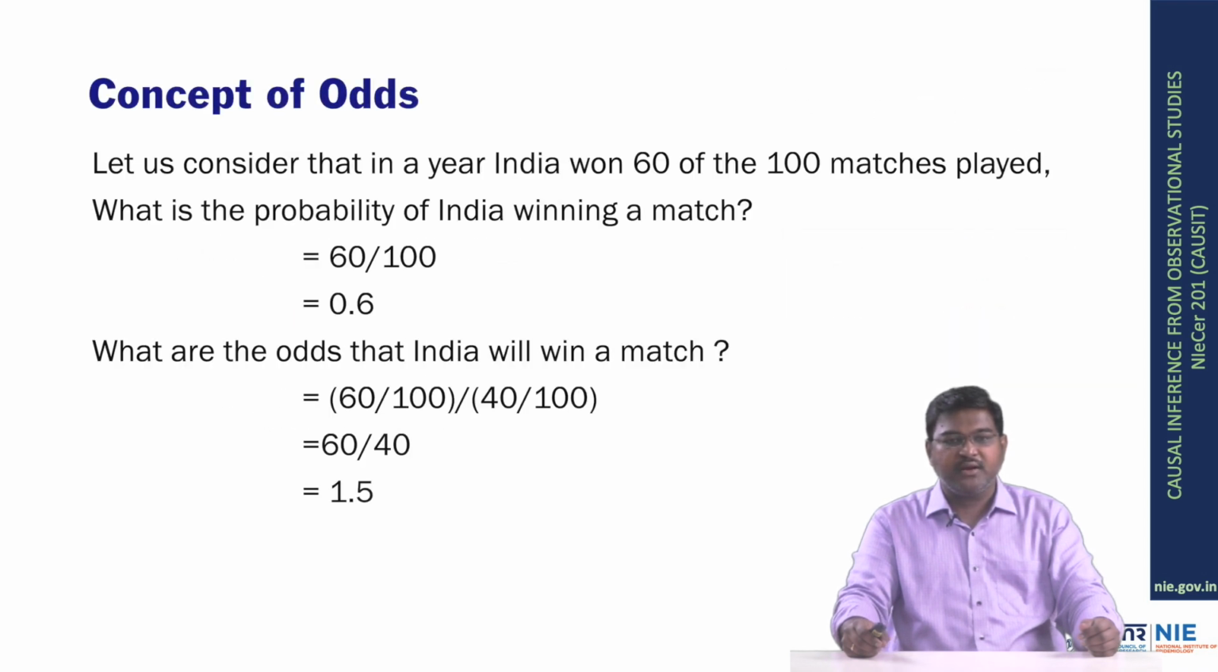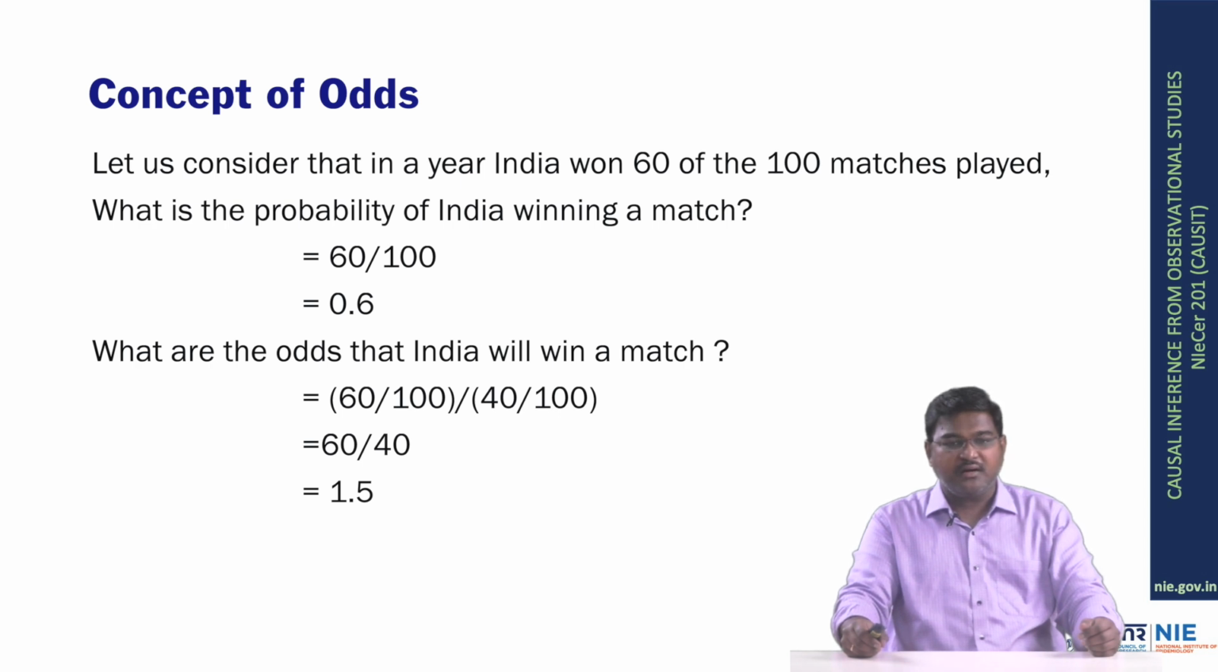Just to explain in numbers, let us consider that in a year, India won 60 of the 100 matches played. What is the probability of India winning a match? Which is the number of matches won divided by the total number of matches played, which is 60 divided by 100, and the probability will be 0.6 or 60%.